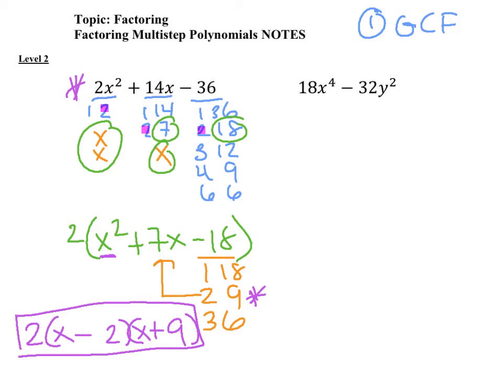We're going to do the same thing for this one. The first thing we're going to do is start out by finding the GCF. So I'm going to have 1 and 18, 2 and 9, 3 and 6. And then for 32, I have 1 and 32, 2 and 16, 4 and 8. Which factors are the same? That is going to be 2 and 2. So I'm going to pull out the 2.